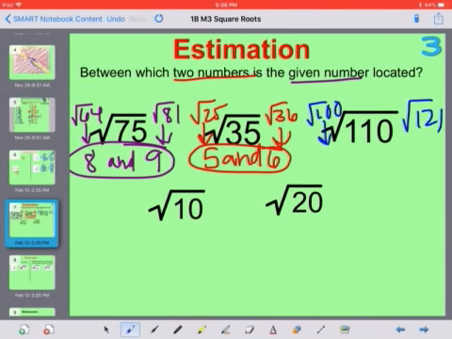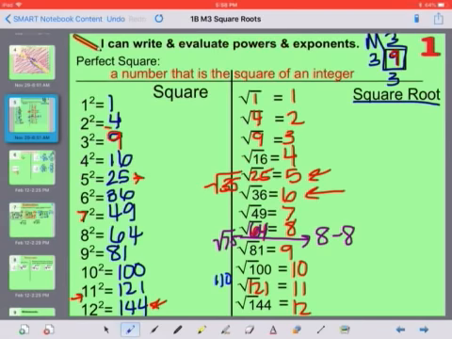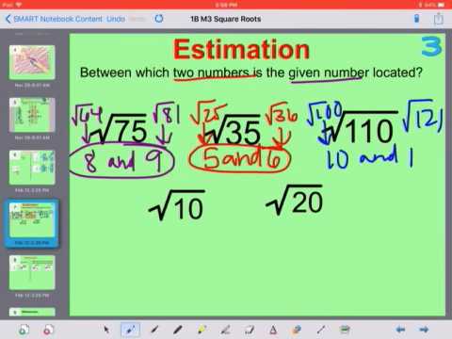The square root of 100 is 10, because 10 times 10 is 100. And the square root of 121 is really just 11. So it's between 10 and 11. I would like you to try these bottom two on your own, and then click play to see if you got them right.